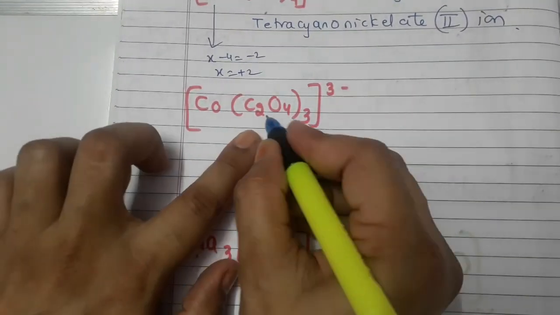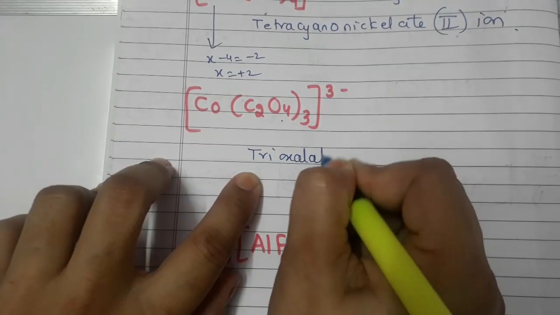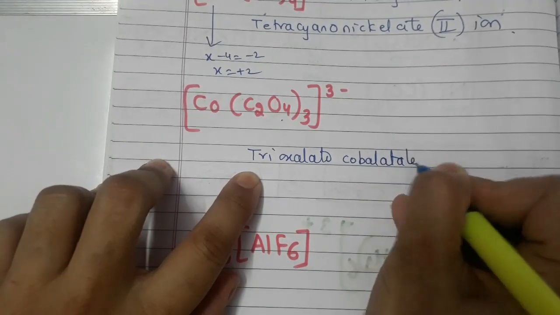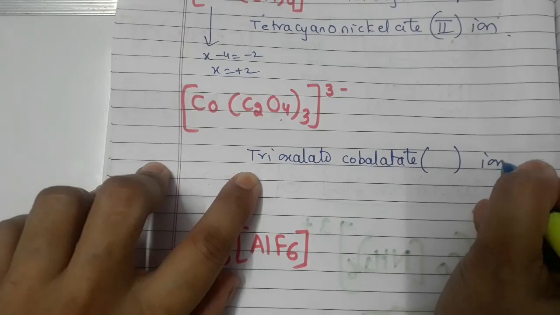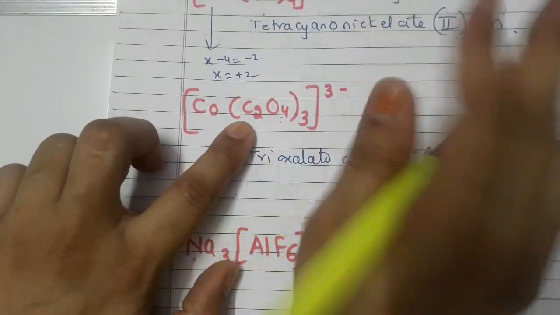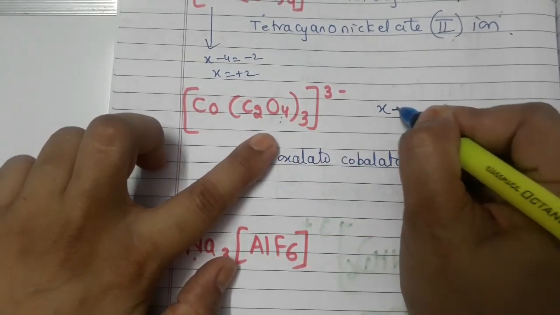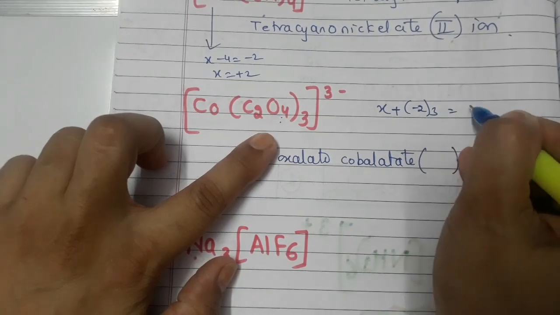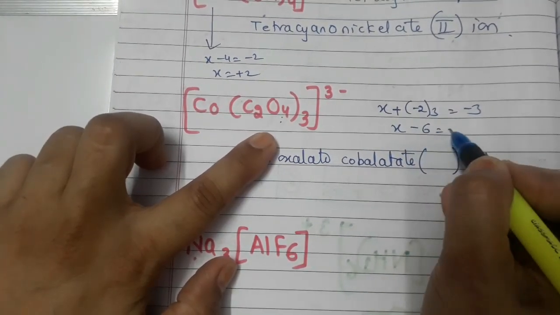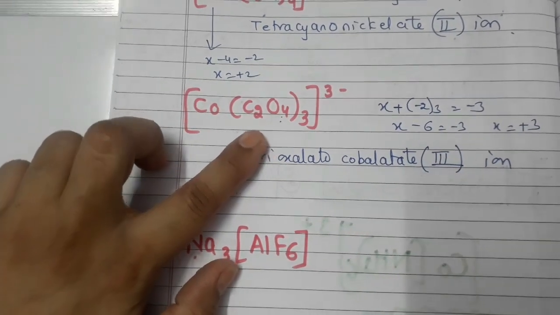Next, this is oxalato, so trioxalato cobaltate. Now the oxidation state would be X. One oxalato will give 2 negative charges. 3 will give how much? Multiply by 3, minus 6. So X minus 6 is equal to minus 3. X is equal to plus 3. So I write here 3 ion.